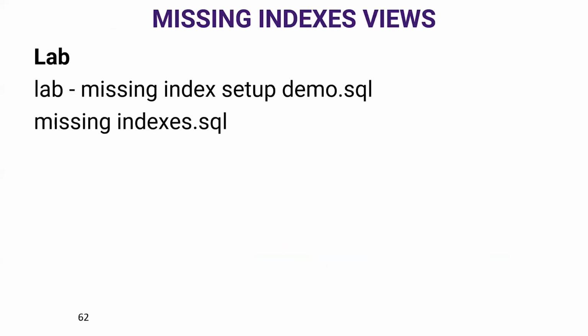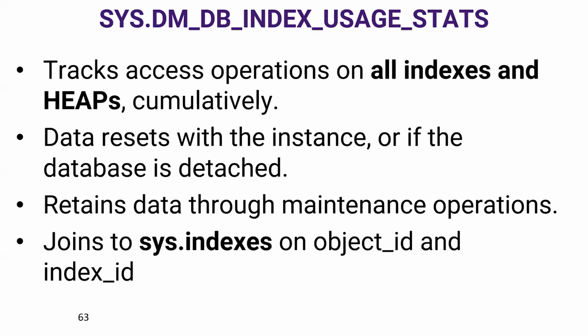Use this as an alert to go look at missing indexes, and there's a script here in the lab, in the toolbox you can use to look at missing indexes in aggregate. And then you combine all those together, you combine them with existing indexes, and then you go about creating non-clustered indexes. Moving on, index usage stats. So index usage stats tracks access operations on all indexes and heaps cumulatively.